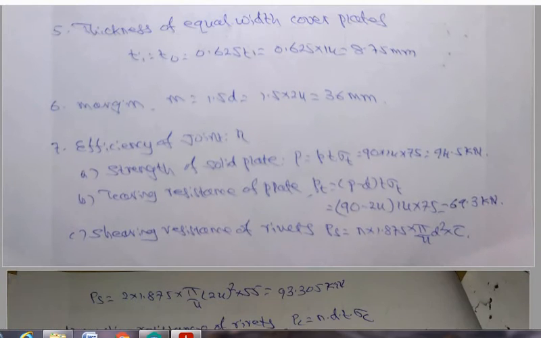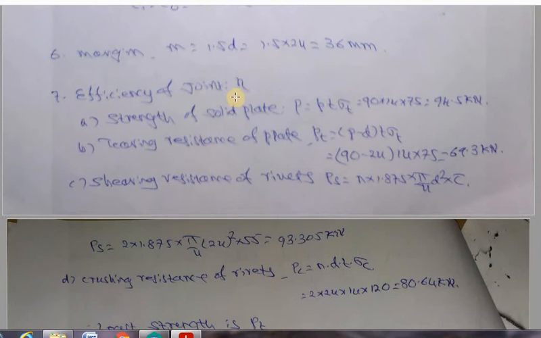Then the important step is the calculation of the efficiency of the joint. Again use A, B, C, D, the 4 steps. A is the strength of the solid plate, capital T: P into T into sigma T. Pitch is 90, T, the thickness of plate, is 14, and the tensile strength value of the plate material is given in the example as 75, so it comes as 94.5 kN.